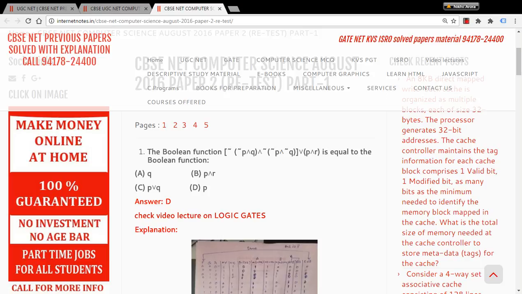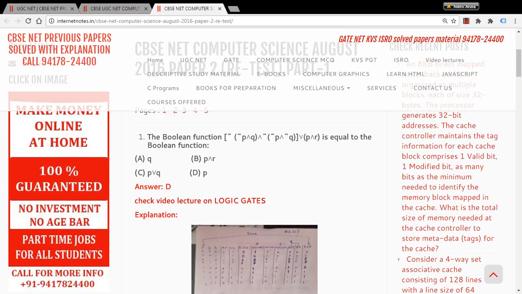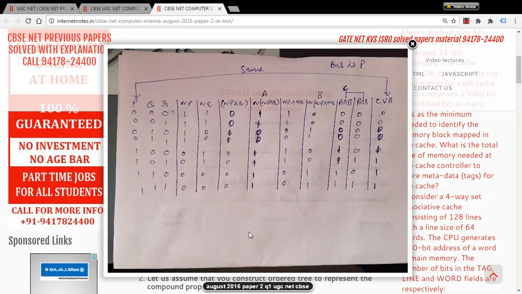So this is the first question, on the boolean function. We have to solve this. We can use tricks and traps. Firstly, we will divide this question into three parts. You can see the first part is this, the second part is this, and the third part is this. You can see the image as explanation, which is easily available on my website.